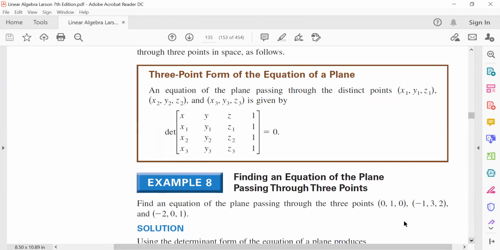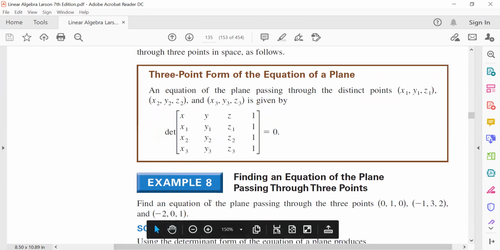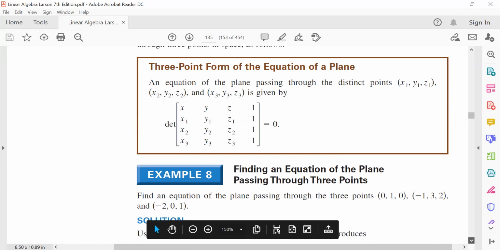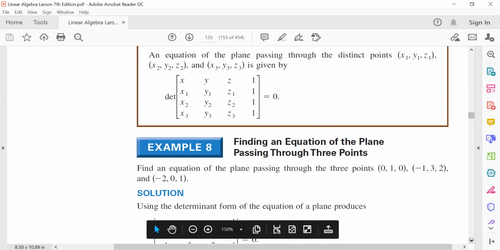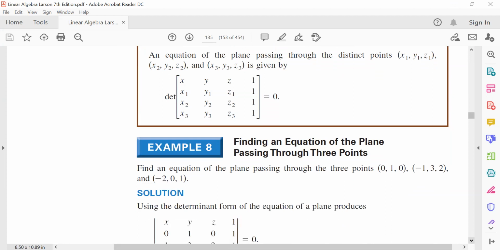So here we have 3 points, 1, 2, 3, and we know that 3 points determine a plane. What is the equation of that plane? Well, we're going to use this here to find that equation. If any of you have ever taken Calc 3, I don't know if they do this particular method in Calc 3, but it's pretty awesome.